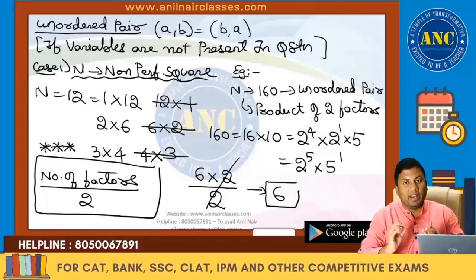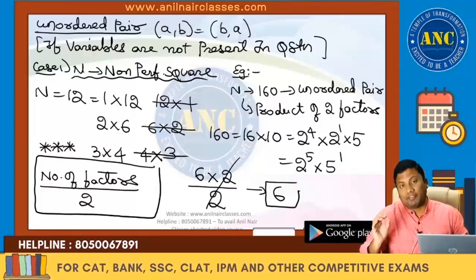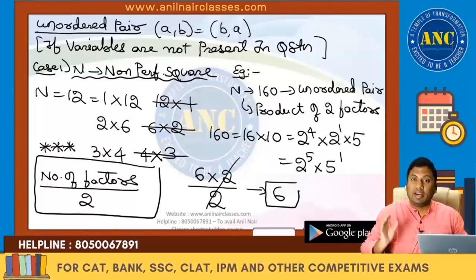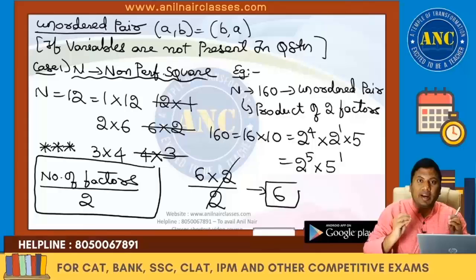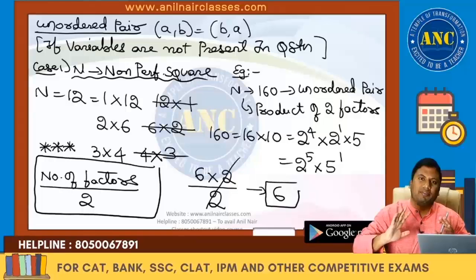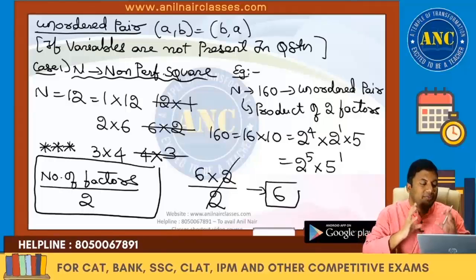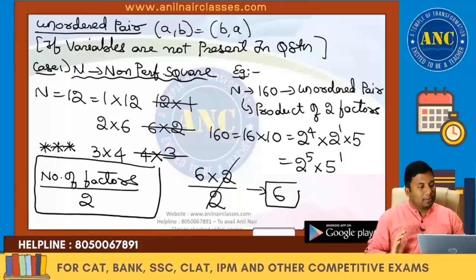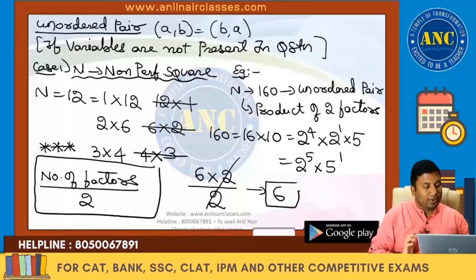In an ordered pair, there is no difference between a perfect square and a non-perfect square. But in an unordered pair, there is a difference between a non-perfect square and a perfect square. Ordered pair, no difference: directly it is the number of factors. In an unordered pair, there is a difference because we have to eliminate the duplicates. I hope case 1 of the unordered pair is clear to you. Case 2.